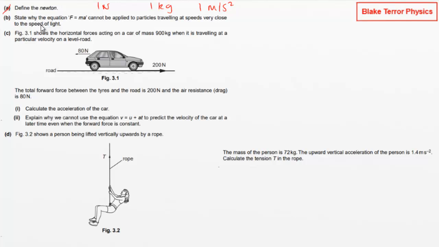State why the equation F equals ma cannot be applied to particles traveling at speeds very close to the speed of light. Again, we haven't really done much on this yet, but mass increases with velocity or with speed, whichever way you want to go. But it's only significant when v is some fraction, maybe greater than or equal to 1/100th of the speed of light, something like that.